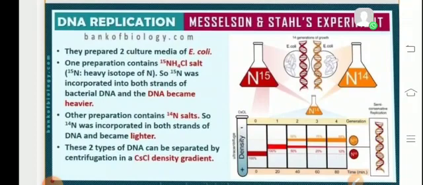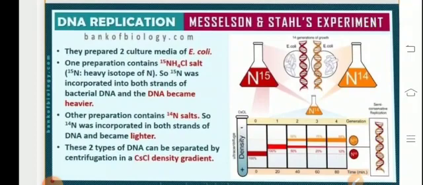The Meselson and Stahl experiment. Meselson and Stahl carried out the experiment by using the bacteria E. coli, and grew them in ammonium chloride having N15, the heavy isotope of nitrogen, and later transferred it to N14 medium, which contained the normal isotopic form of nitrogen.